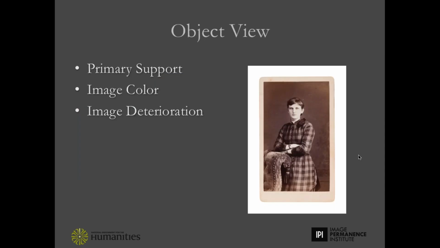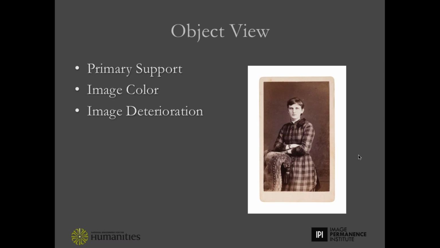With the object view, we're looking for the primary support material, image color, and if there's any deterioration that might actually be helpful for identification. We will also look at the image. So let's do that first. If you remember, she looks like a 19th century girl, and the format is a carte de visite. So right off the bat, we know we're looking for a 19th century process. With this object in hand, I can tell you that the primary support is paper.